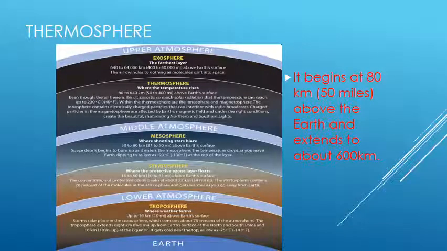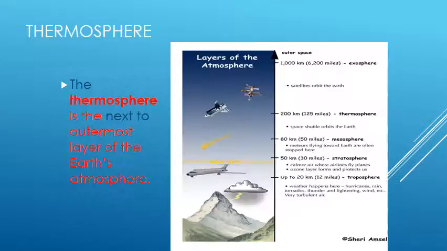Thermosphere is the next layer out from Earth. In the thermosphere, the temperature rises. It begins at an altitude of about 80 kilometers above Earth's surface and extends all the way up to about 600 kilometers above Earth's surface. A really, really large layer of our atmosphere. The thermosphere is next to the outermost layer of the Earth's atmosphere.